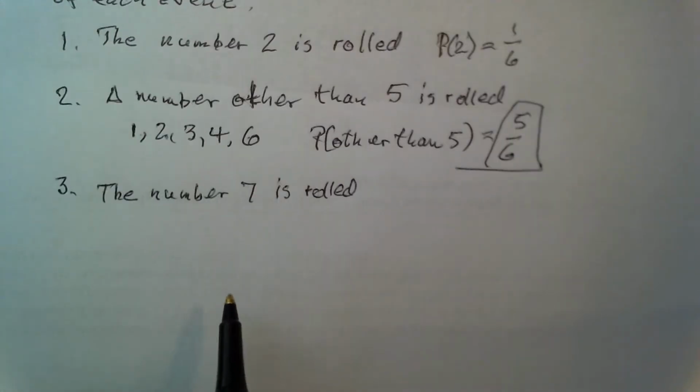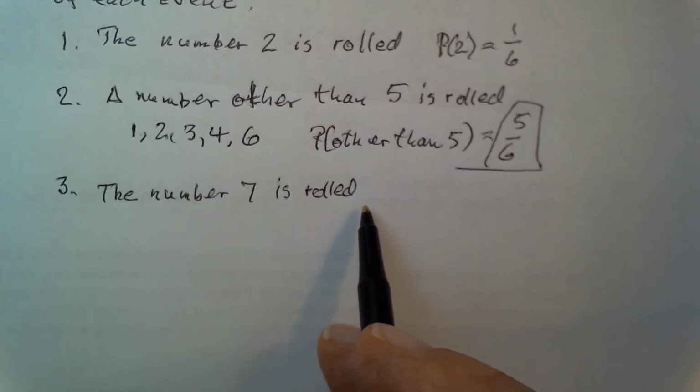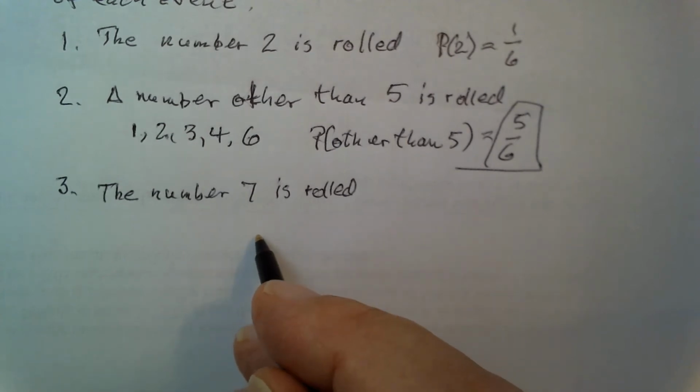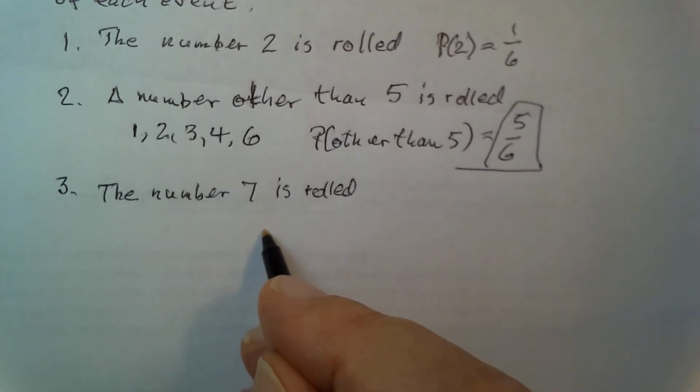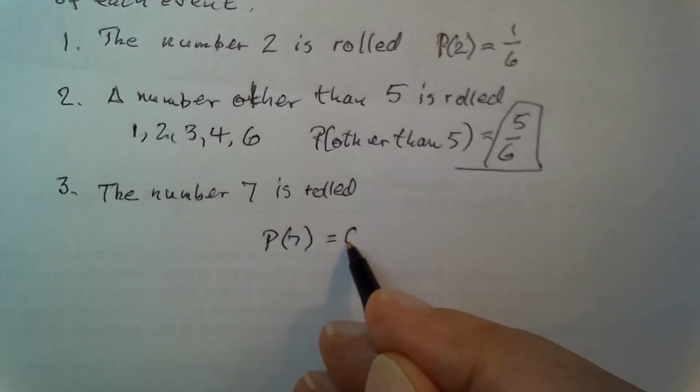The third one is, what's the probability the number 7 was rolled? Well, on the 6-sided die, the number 7 will not come up, so we are dealing with an impossible event. So the probability of a 7 is equal to 0.